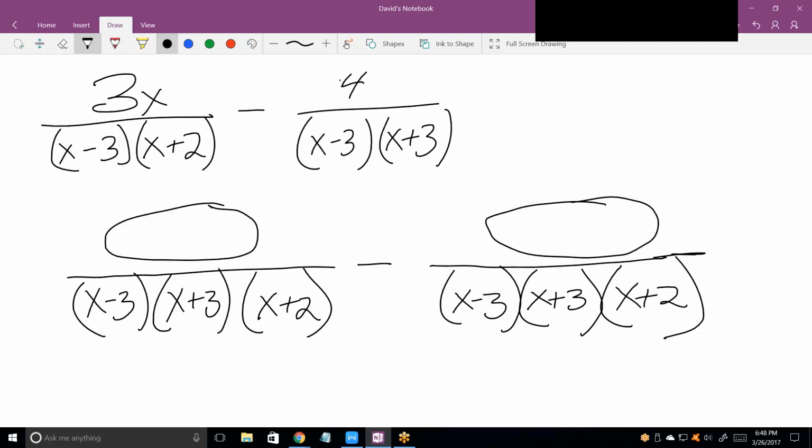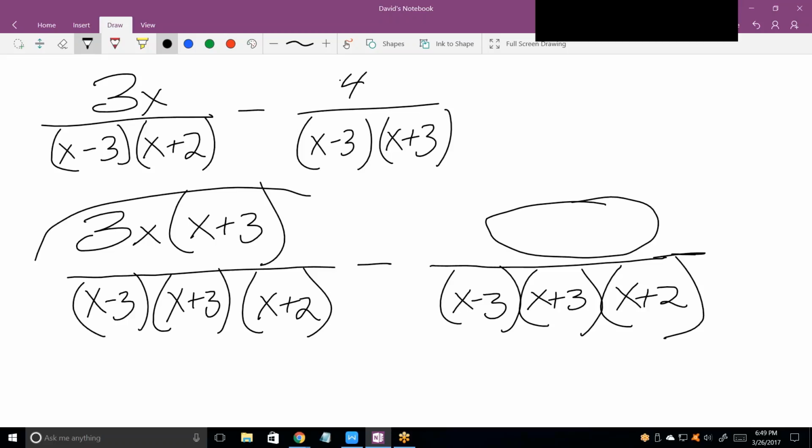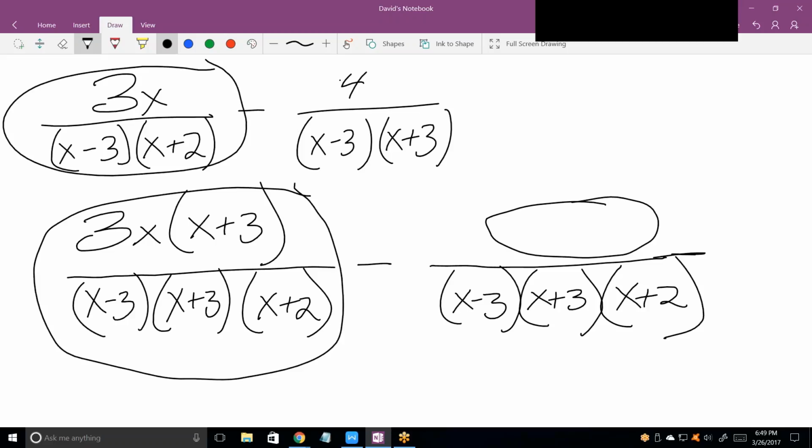You times 4 by x plus 2. Let's start on the top left. Let's work from left to right. Okay, then 3x times x plus 3. Good. So I'm going to write it like that before I do anything else. The reason I write it like that is because now I can check really quickly whether I've changed that fraction. I do not want to change that fraction.